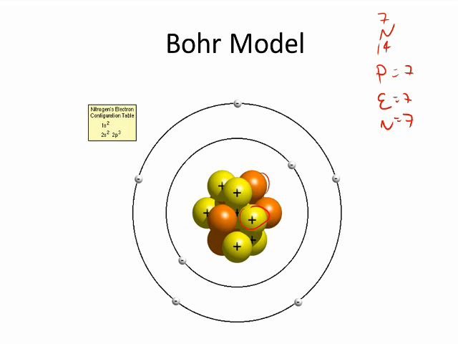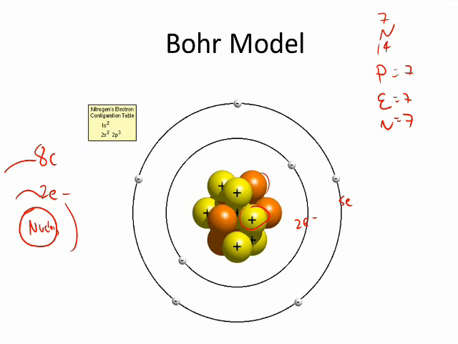The first energy level can only fit 2 electrons. That's at most it can fit. Once 2 electrons are in there, an electron will go to the next energy level. So this energy level has 1, 2, 3, 4, 5 for nitrogen. The second energy level can fit up to 8. This has 5.